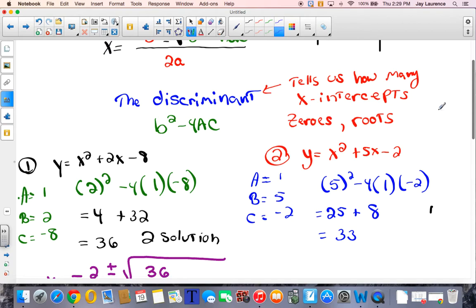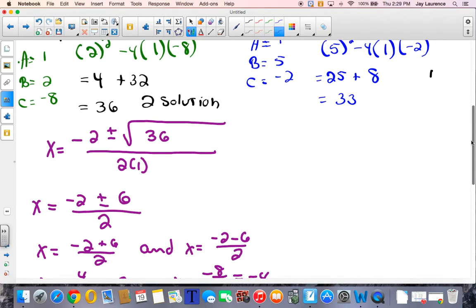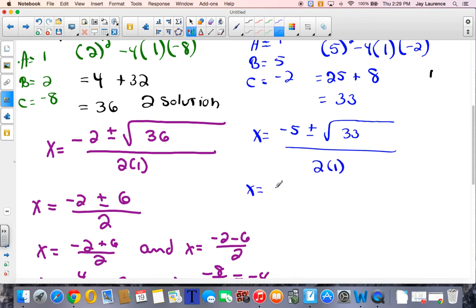Okay? So again, my discriminant was greater than 0. I'm going to have two solutions. Let's go find them. We'll have to use decimal approximations for this. So x equals the negative of b plus or minus the square root of the discriminant. I already did the b squared minus 4ac part. I don't want to do it again. All over 2a. And so what we have here is negative 5 plus the square root of 33 divided by 2, and x equals negative 5 minus the square root of 33 all over 2.